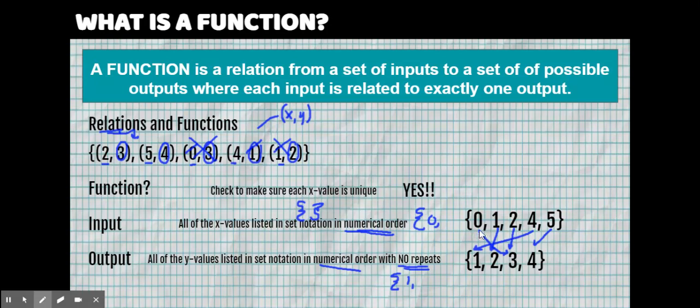So I can see that out of each of these input values, I only have one path because each goes to exactly one output. There's only one arrow coming out of each of these input values, which justifies and validates that, yes, this set of ordered pairs, which is known as a relation, is a function.